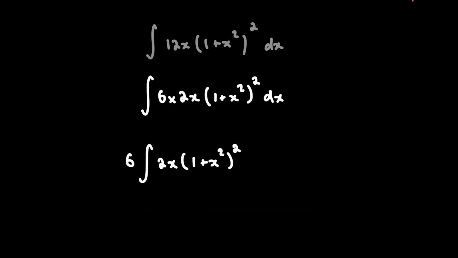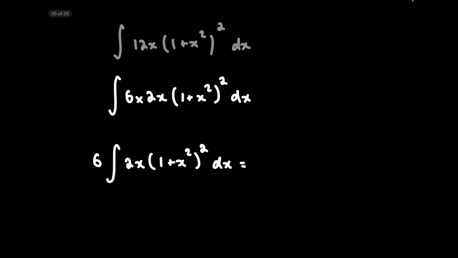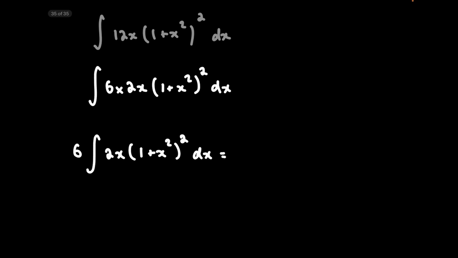So this is what we will have. And now if we want to fully finish off this integral, all we have to do is forget about this term here. Just look at this, add 1 to the power, divide by the new power. So in this case, it will become 1 plus x squared to the power of 3 divided by 3 plus 6.